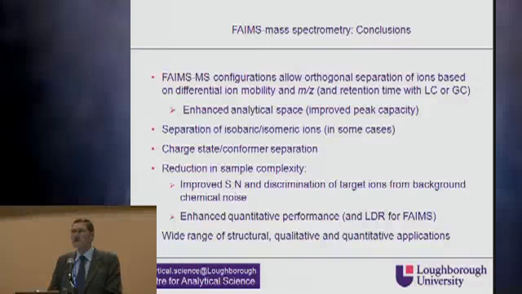I'm not showing isomers, but there are a number of examples in the literature and examples from our laboratory, which I haven't had time to talk about today. We can carry out charge state and conformational separations on species. But I think one of the most interesting things about FAIMS is that we can reduce sample complexity. We can do that and improve the signal-to-noise and discrimination of our target ions from background chemical noise by suppressing chemical noise. And we can use that to enhance our quantitative performance and our limited dynamic range in these systems.